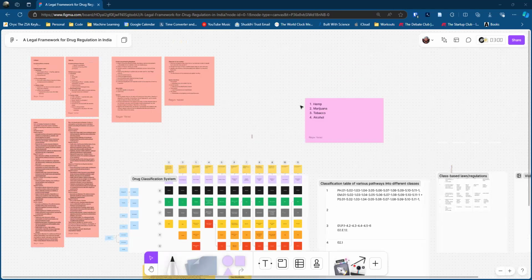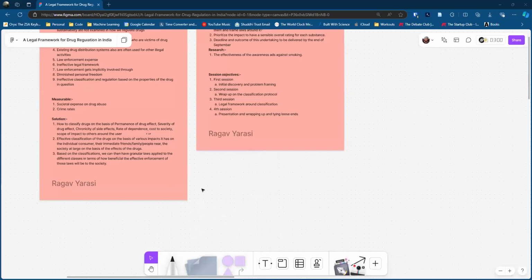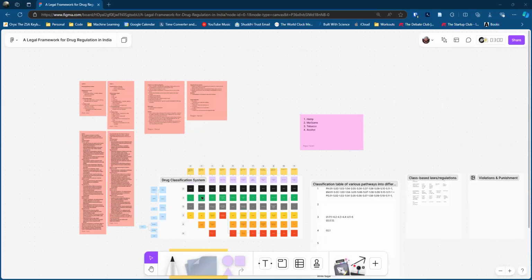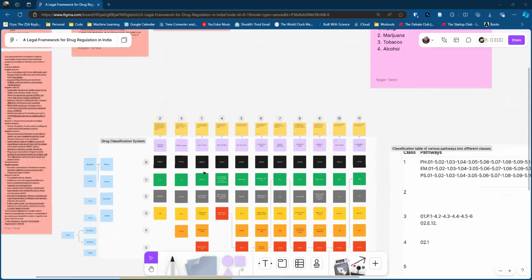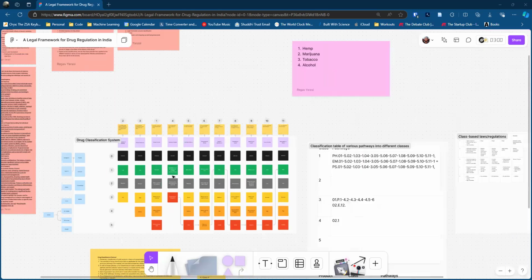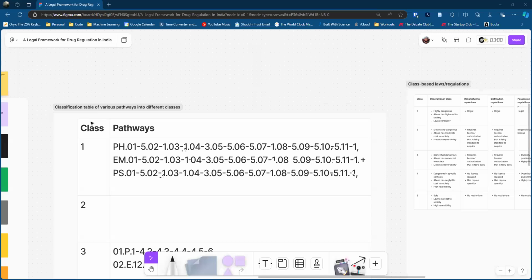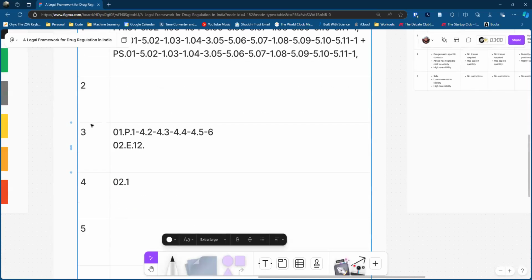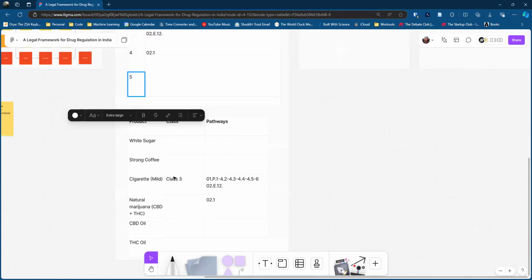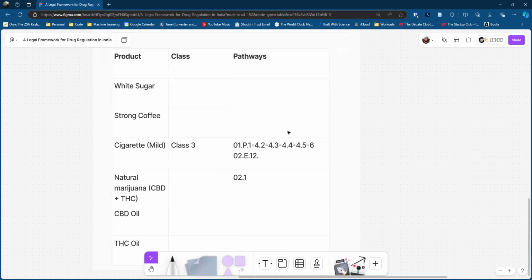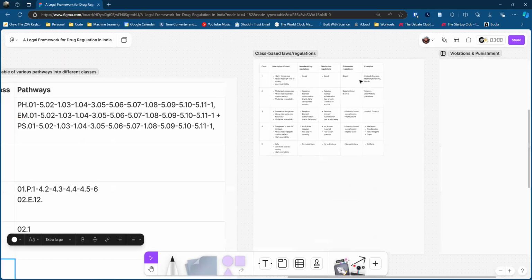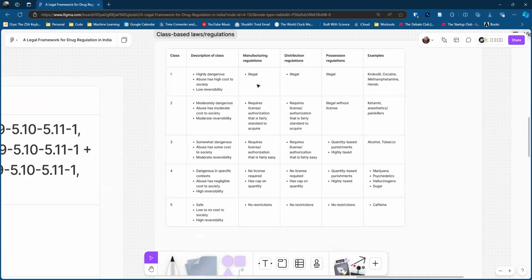So I'm going to quickly summarize what we have achieved so far. Initially we talked about how to approach this problem. So we talked about how to look at the problem, and then we arrived at the classification system, and recordings of us going over the summary of this are in the past event. And we also talked about how to classify various pathways of impacts of the drugs into classes which are ranked based on the severity. So class 1 is the most severe, class 2 is less severe, and class 5 is the least severe. And we were also looking at examples of various products and what classes they follow. And then we talked about the restrictions and regulations for each class.